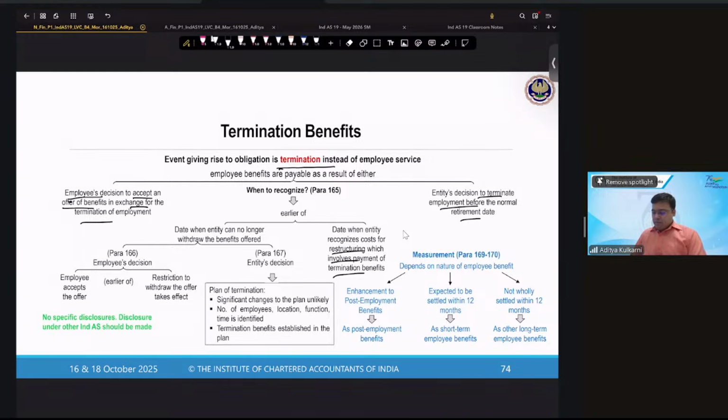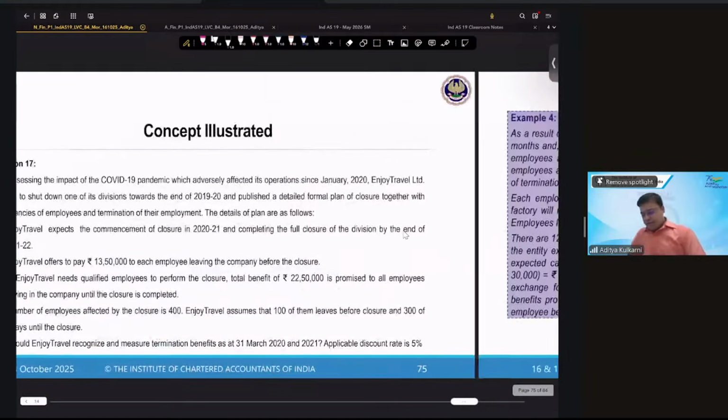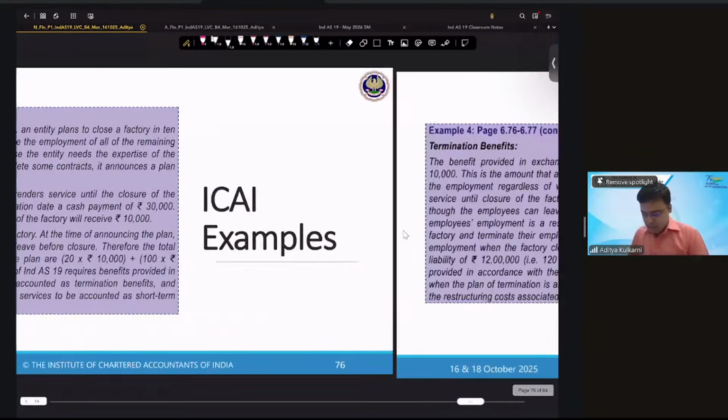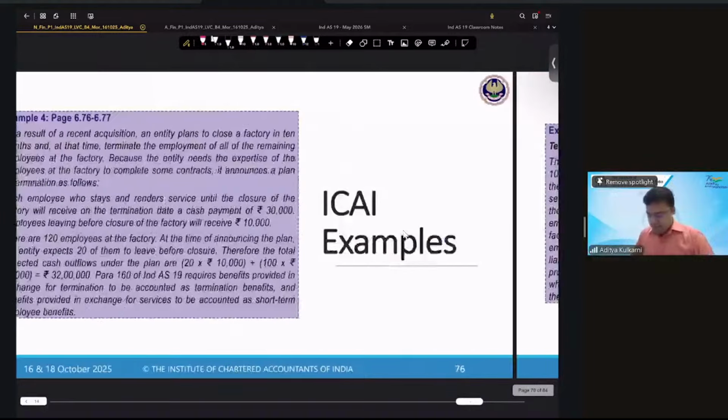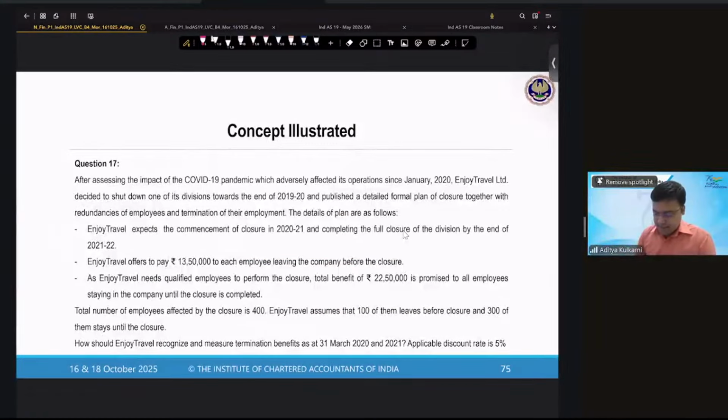Okay. Measurement, it depends on the nature of benefit. Enhancement to post-employment benefits, it goes as post-employment benefits. Expected to be settled within 12 months as short-term employee benefits, not wholly settled within 12 months as other long-term employee benefits. So pretty straightforward accounting. Okay. All right. Next, you can go through this particular example for your understanding.